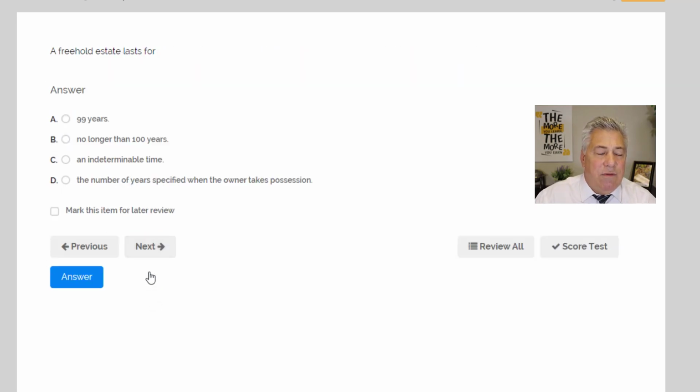Exam prep question number 11. A freehold estate lasts for, and the answers are A, 99 years, B, no longer than 100 years, C, an indeterminable time, and D, the number of years specified when the owner takes possession. This is a freehold estate.